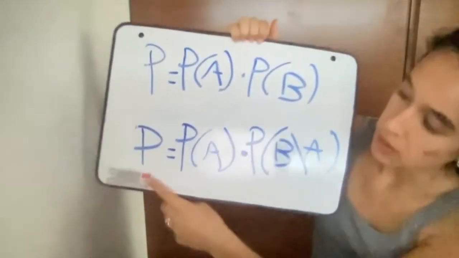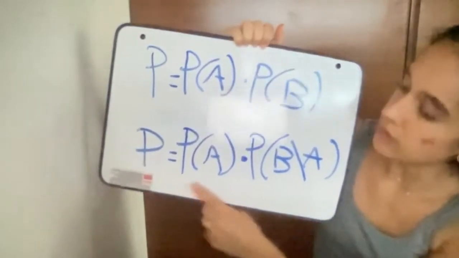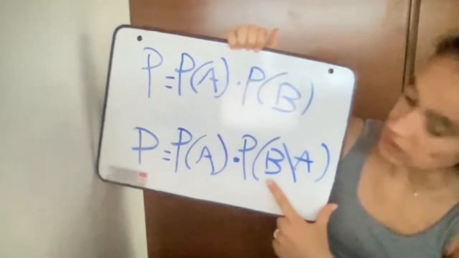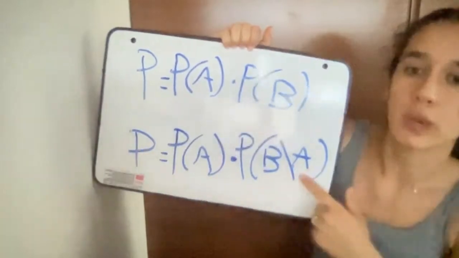Here, event A does affect the probability of getting something in event B. For dependent events, the probability equals the probability of event A times the probability of event B, given that A has already occurred. Now, we're going to look closely at some problems.